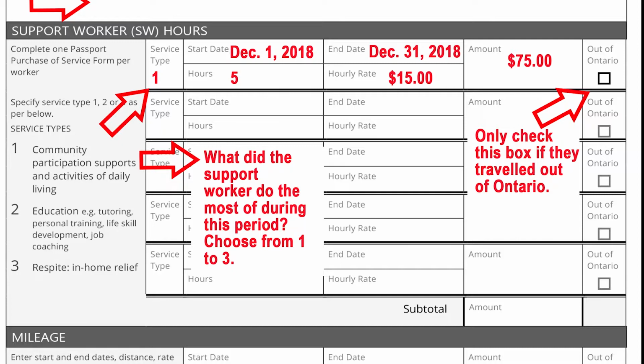You will notice that there is an out of Ontario box. Typically, you'll leave that blank unless they travel out of the province. You will see on the left-hand side, it asks for service type. And there is a code on the left-hand side asking you to specify the service of the hours for that respite worker or that support worker. And the options are a 1, a 2, or a 3. So for the 10 hours that individual worked during the summer, what did they do in terms of coding the most of? Was it a number 1, a 2, or number 3? And you're just going to write, again, a 1 or 2 or 3 in that service type.